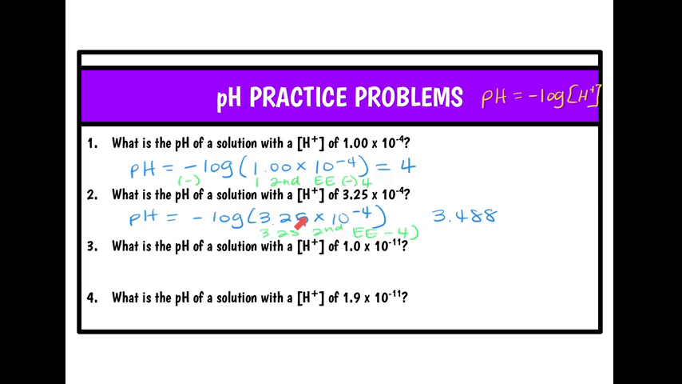So this one has more hydrogen ions. And what did we talk about on the last slide? That there's an inverse relationship. So the more hydrogen ions you have, the lower your pH is. So you can see we have more hydrogen ions, we have a lower pH.